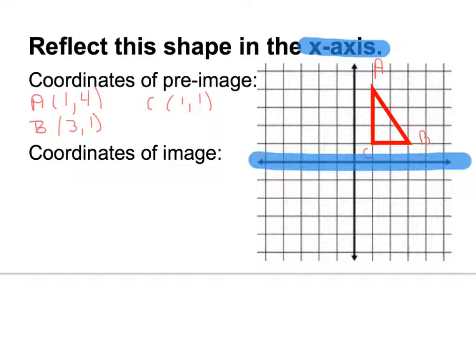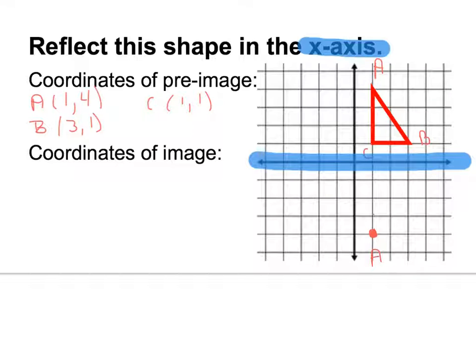Now we're going to take one point at a time, and see how far away it is from the x-axis. Let's start with point A. Starting from the x-axis, it is 1, 2, 3, 4 above the x-axis. So we're going to go in the opposite direction: 1, 2, 3, 4 below the x-axis, along that same vertical line.